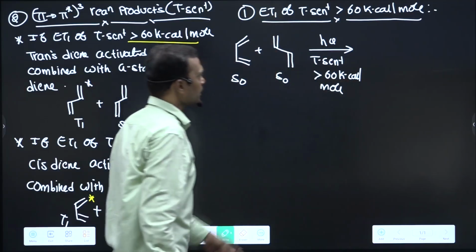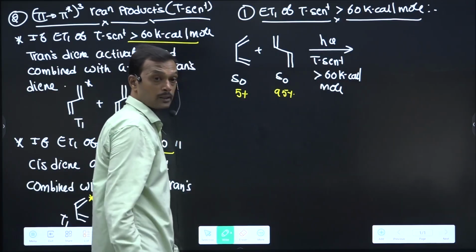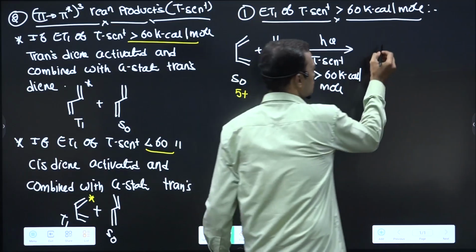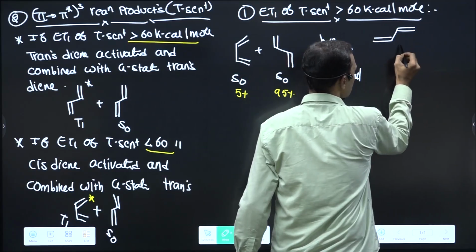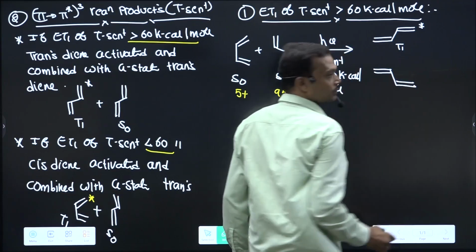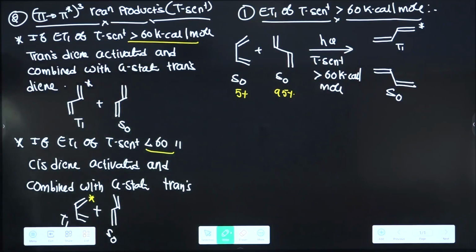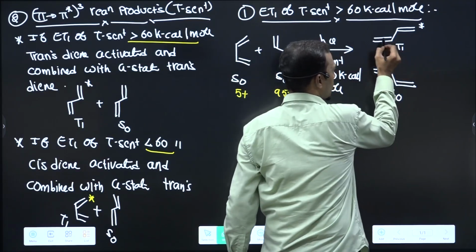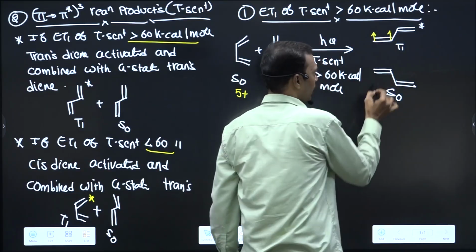Right? Now which is activated between these two? What is the population here? 5% and here it is 95%. This is more than 60, so trans is activated. Is trans activated or not? Now what is the state of trans? T1. Then activated trans combined with which one? Trans of ground state, like this. What is the state of this molecule? Triplet state. Triplet means, see, here it is clockwise, and here it is clockwise.